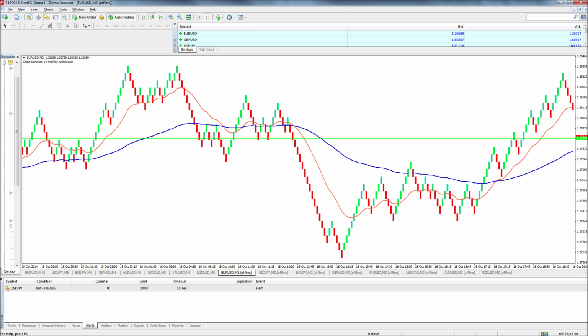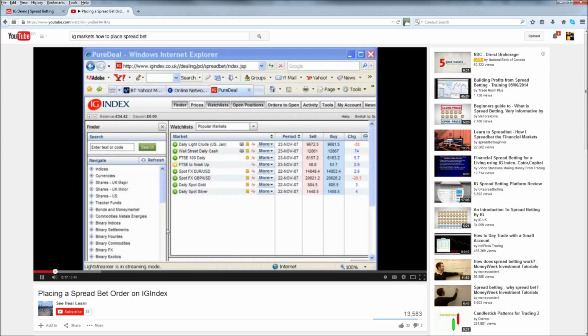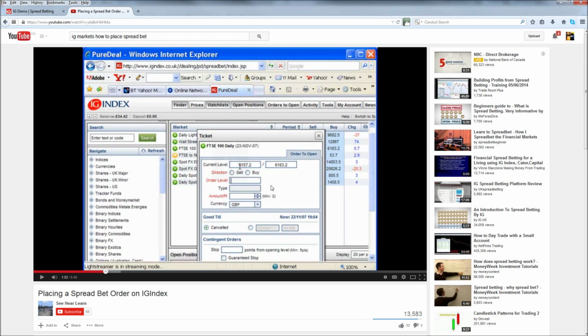All right. So I don't know if you guys can hear that. See, this is what it looks like. Okay, so this is exactly what it looks like. Let me see if I can get to the ticket part. Okay, so this is what the ticket looks like. So you'll have your sell and your buy. You put the direction you think it's going to go up, so you buy. Order level. Actually, this order to open means if it reaches a certain price, it'll buy or sell. Okay, let me see if they show that example.